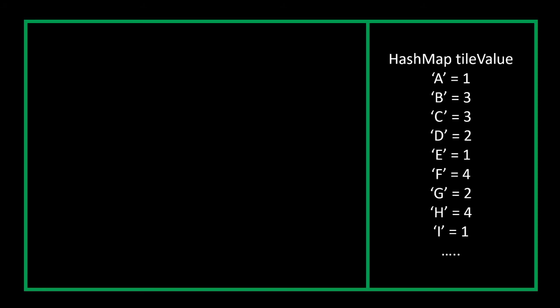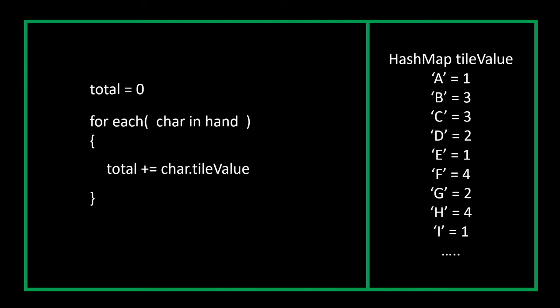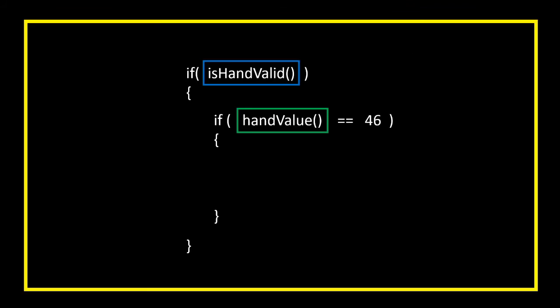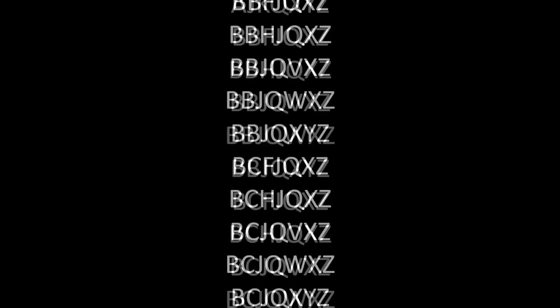Calculating the value of this hand was pretty similar. Again, I used a hash map of the value of each letter, and then started with a total of 0, looped through each character in the hand, and incremented the total by the value of the tile. I then return the total that we've calculated. Now, whenever we find a valid hand with a value of 46, I just print out the hand and add to the count of how many valid hands we have found. Here you can see all the different hand combinations there are that total to 46 points.